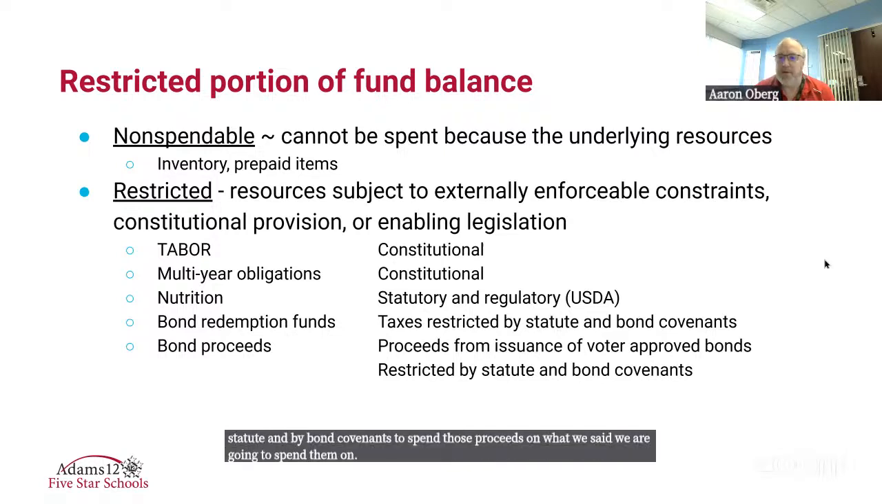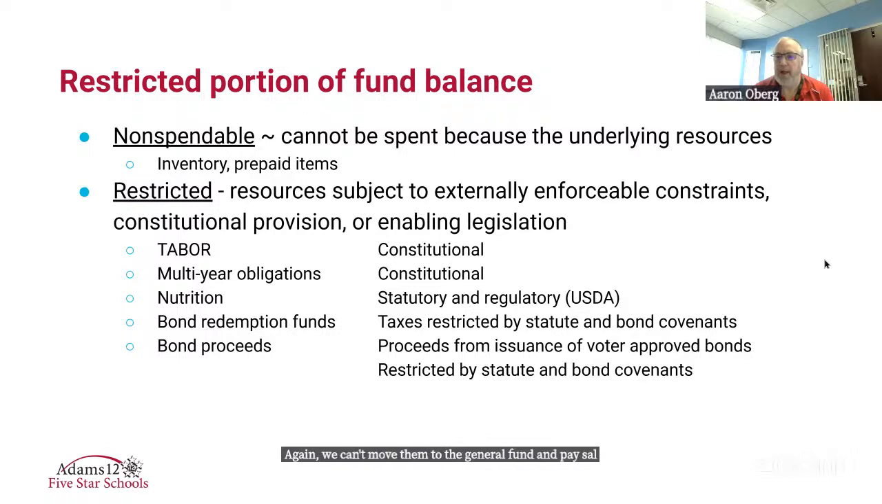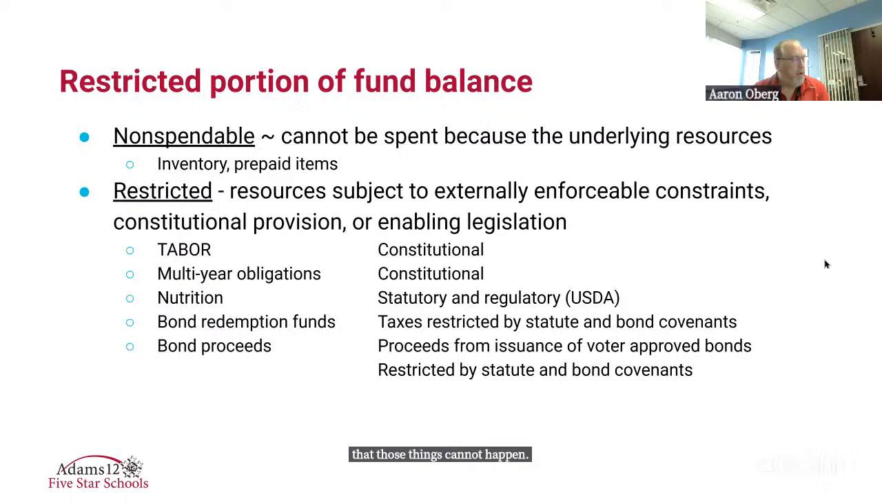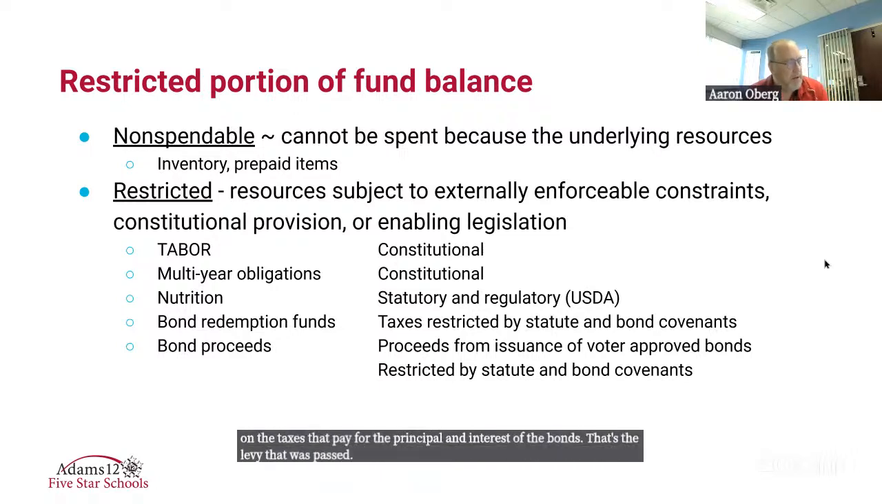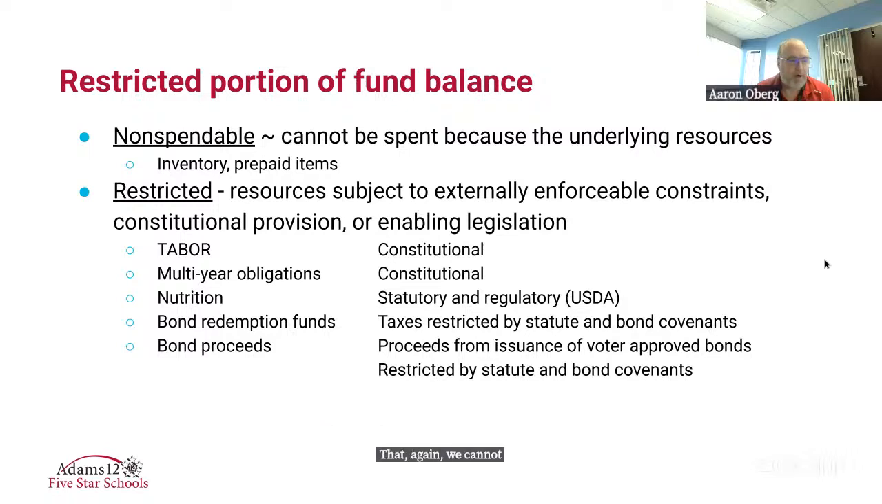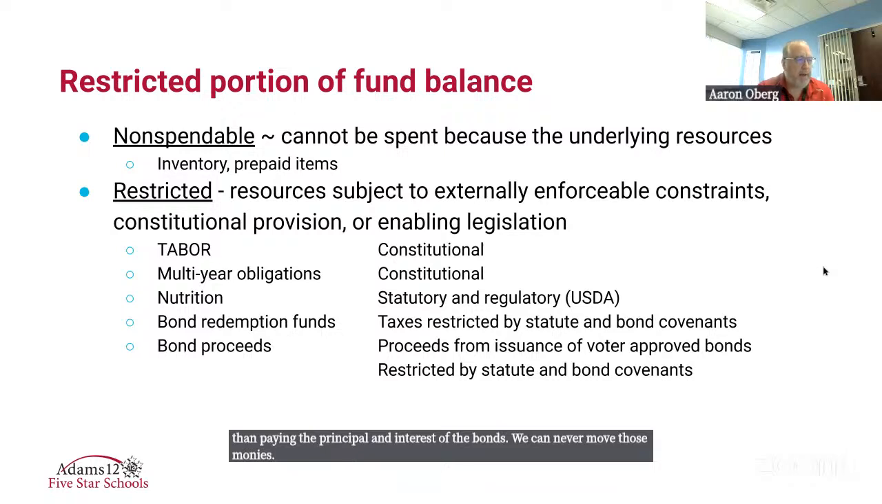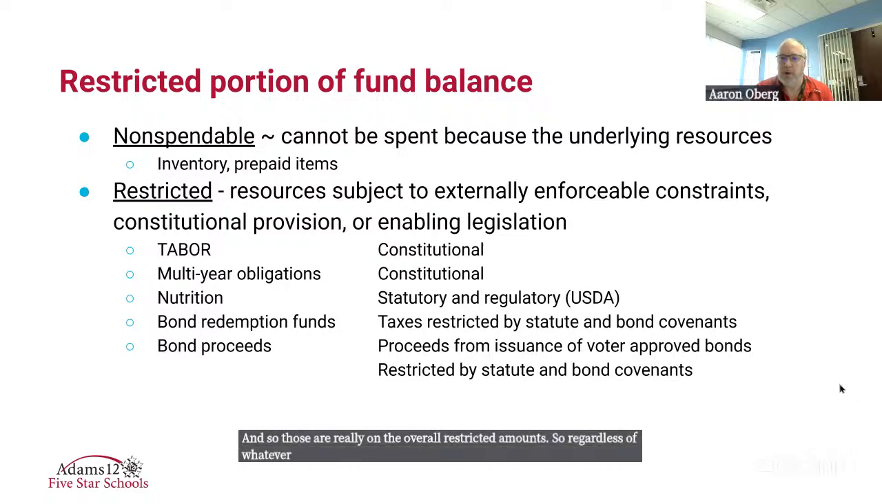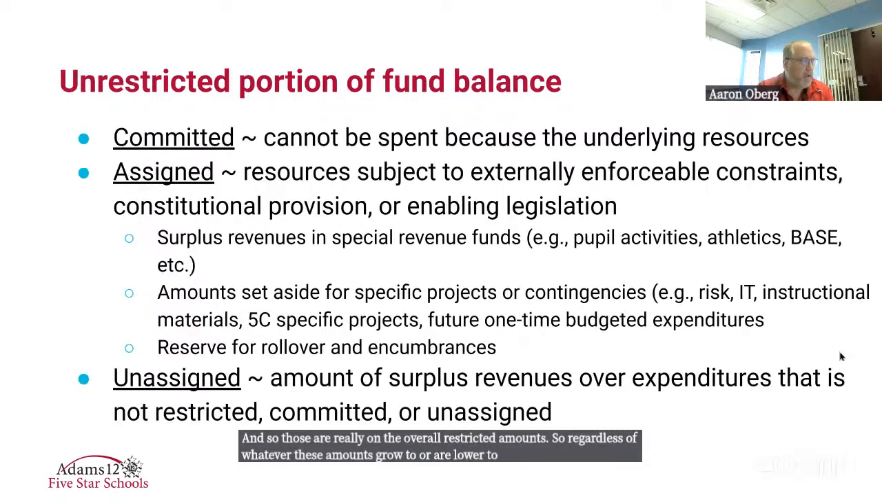Again, we can't move them to the general fund and pay salaries and benefits with them. We can't move them to athletics and pay our coaches more. Those things cannot happen. On the taxes that pay for the principal and interest of the bonds, that's the levy that was passed. Again, we cannot utilize those revenues for anything other than paying the principal and interest of the bonds. We can never move those monies. And so those are really the overall restricted amounts. So regardless of whatever these amounts grow to or are lower to, they are restricted in their purpose.